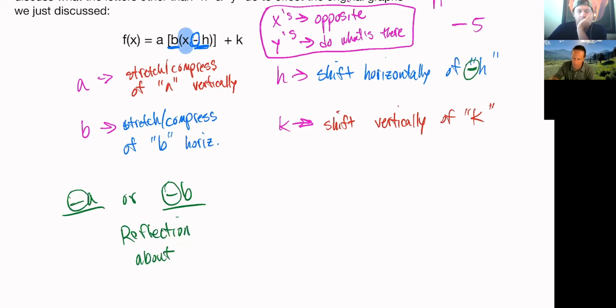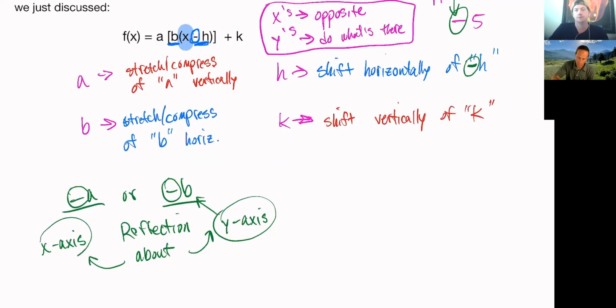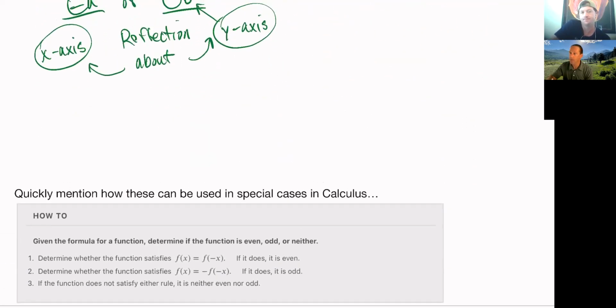And if it's being done to the B, then it's going to affect all my x's, which means it's going to reflect about the y-axis, because it's affecting all my x's, right? Where the other one is going to be a reflection about the x-axis because it's going to have the opposite effect. As we mentioned up here, that's what that symbol means for the y values. All right, so that's pretty much it for that entire section.